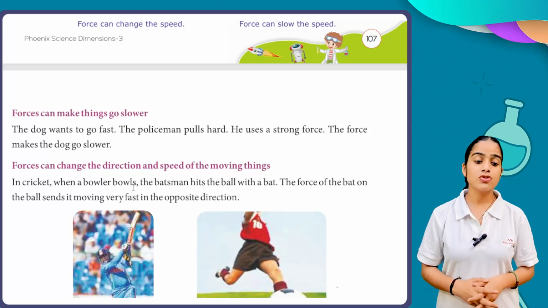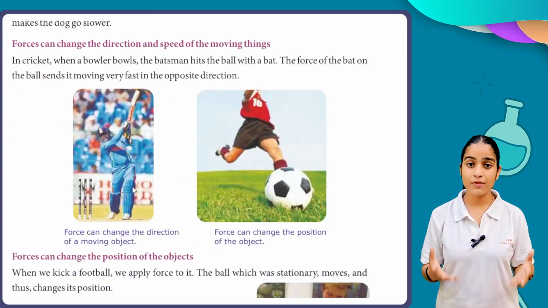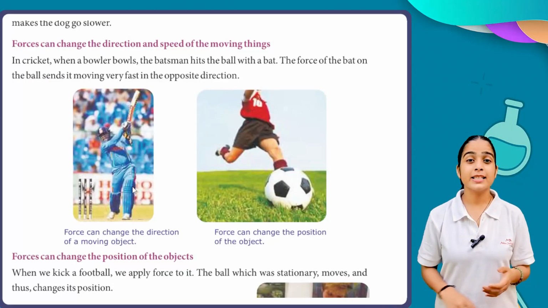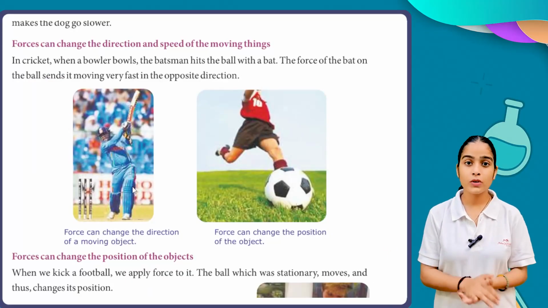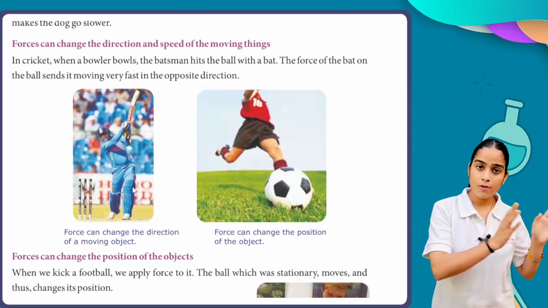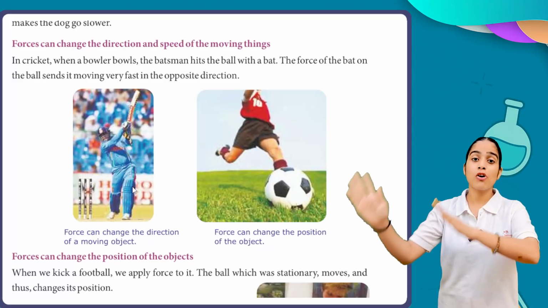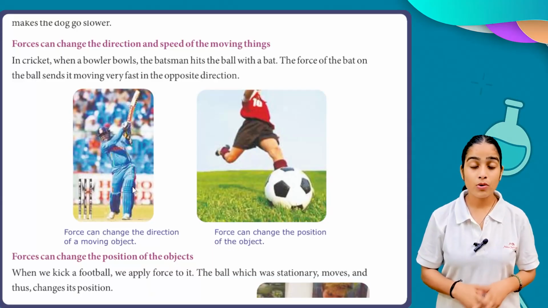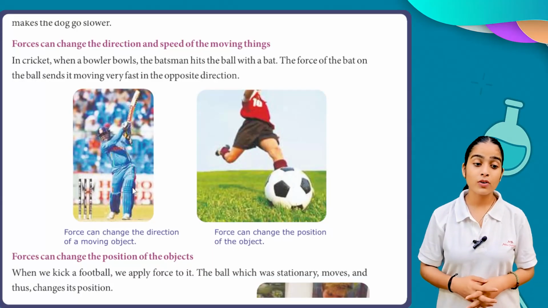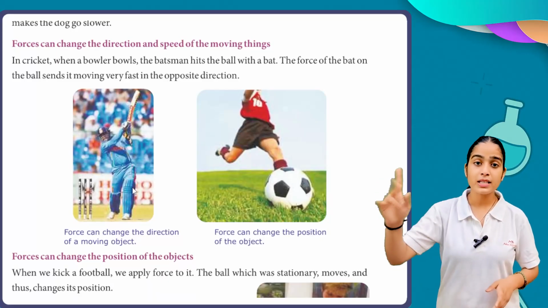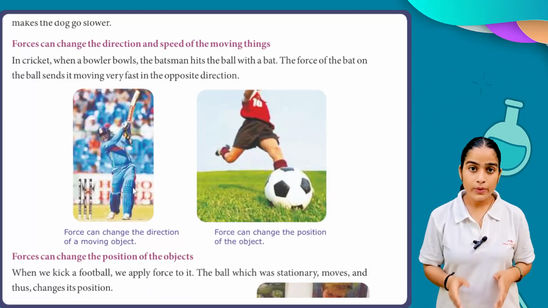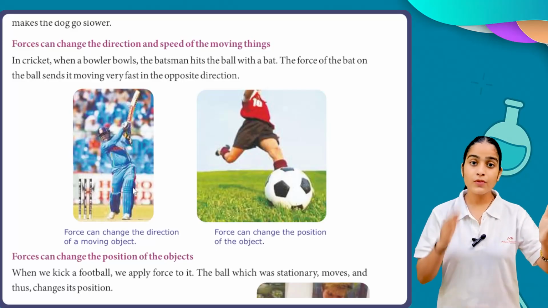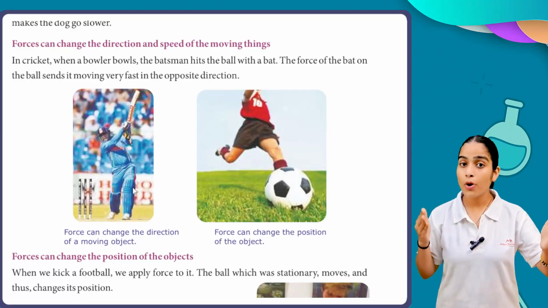Next, forces can change the direction and speed of moving things. And there we have one of the main examples. When we say it is a 6, it is a 6. So what we understand here is that with the help of a bat, we change the direction of the ball. In cricket, when a bowler bowls, the batsman hits the ball with a bat. The force of the bat on the ball sends it moving very fast in the opposite direction. So with the help of force, we can change the direction of the object.